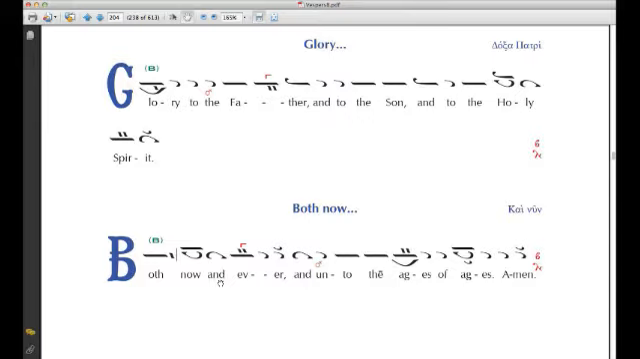So both now and ever, and unto the ages of ages. Amen.